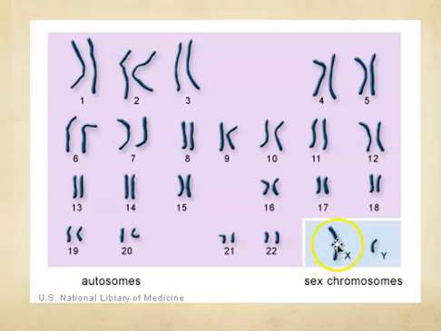Female humans inherit 2 copies of the X chromosome. Male humans inherit one X and one Y. So this is a karyotype from a human male. Now, the other term to know is autosome. Autosomes are simply all of the different types of chromosomes except for the sex chromosomes. Autosomes contain all of the genes that code for all of the proteins that build the human body, except for the sex chromosomes.